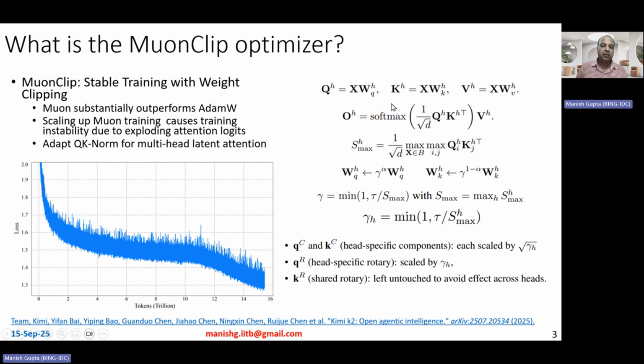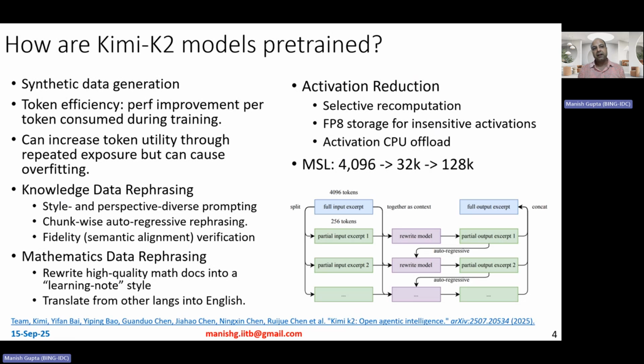Now, the MuonClip optimizer also has a second degree momentum and so on, and it also has a component to adjust to the RMS of the AdamW. So more details are there in the paper, but this particular part, the QK normalization, considering the MLA attention, is novel in the MuonClip optimizer.